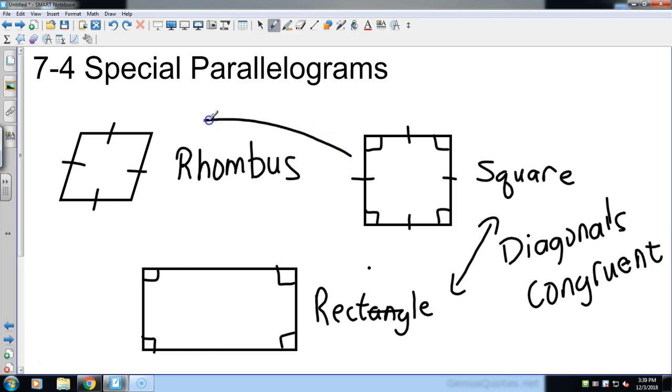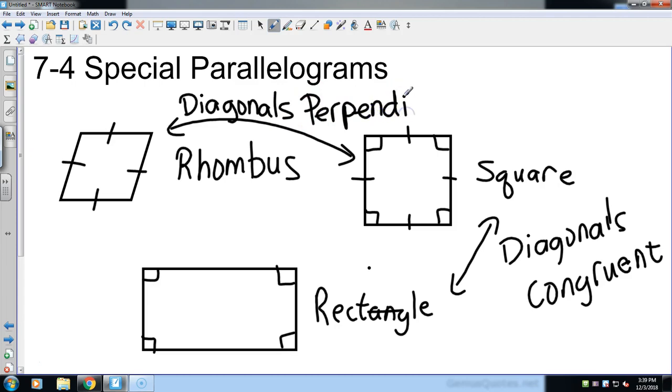And another diagonal property: the diagonals in a square and a rhombus are perpendicular. So they not only bisect each other with the basic property of a parallelogram, but they're also perpendicular. And so what you're going to see is multiple different examples. Let's do a couple of them.